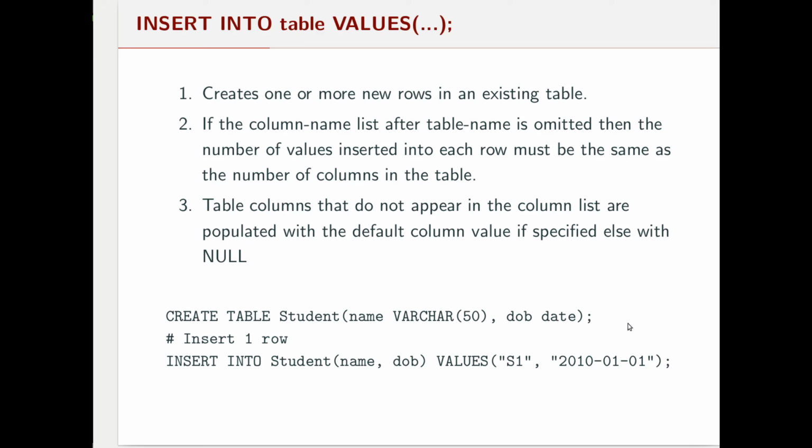Here on the slide, you'll see that there is a create table statement for creating a table called student with two columns, name and DOB, which stands for date of birth. So here we're going to insert just one row where the column names are specified. So we have insert into student followed by the column names and then values followed by the values that you want to specify for these columns. So name will hold the value S1 and DOB will hold the value 2010 0101.